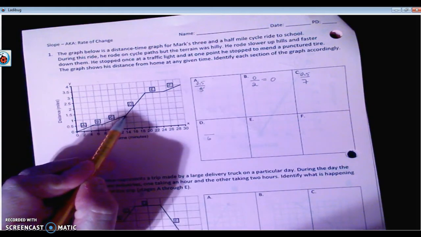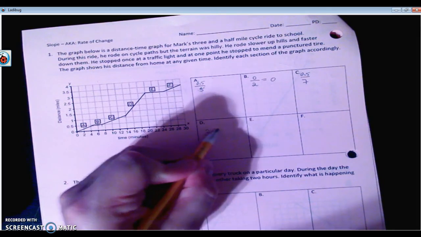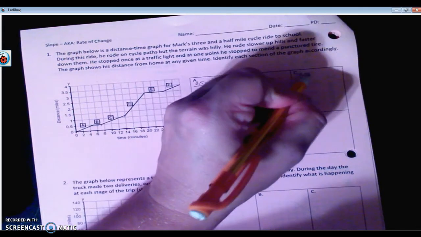Then we see that we have a really steep line here. From 14 to, let's see, what is it, 20? 14 to 20, so that's 6 minutes that went by. And we said about 1 mile to 3 miles, so that's a change of 2 miles. I should be writing this: miles, minutes, miles, minutes.